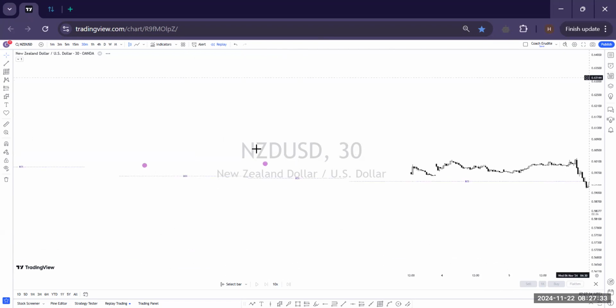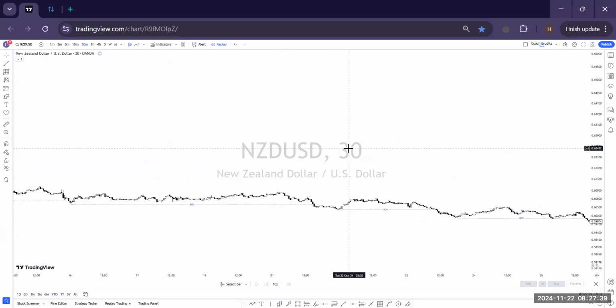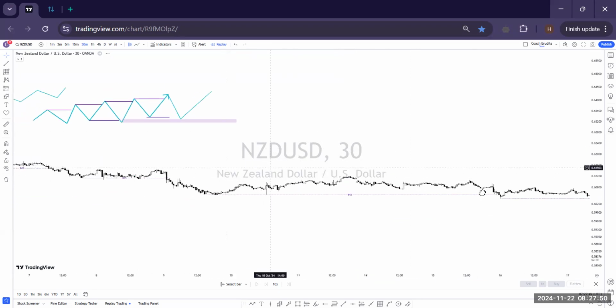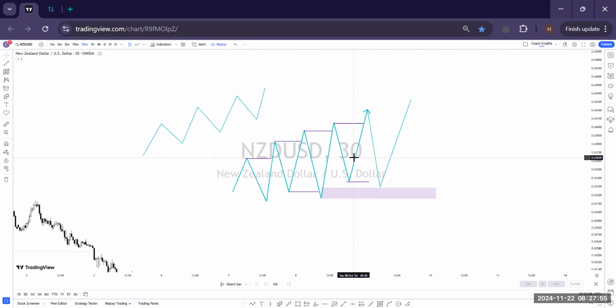It's like everything I drew disappeared. Let me bring it back. So now this was the last explanation. Order block and imbalance or inefficiency go together. Order block, imbalance, and inefficiency go together.